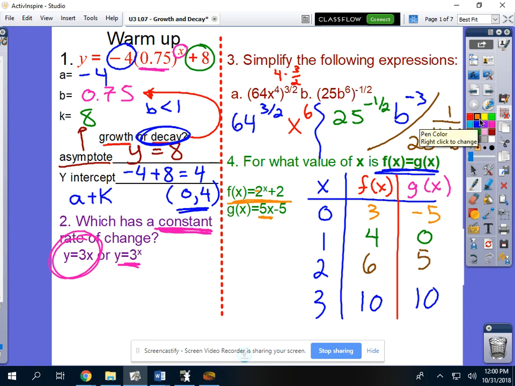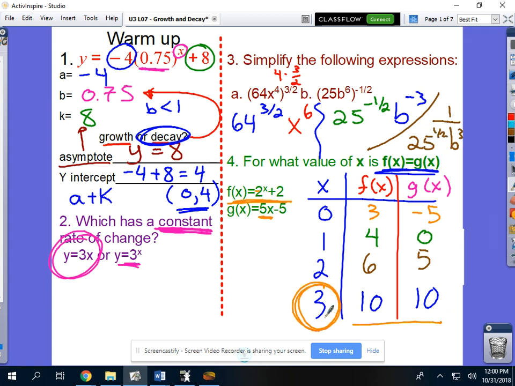Is our answer 10 or is our answer 3? The answer is actually 3, because it said for what value of x. So x equals 3 is our answer.